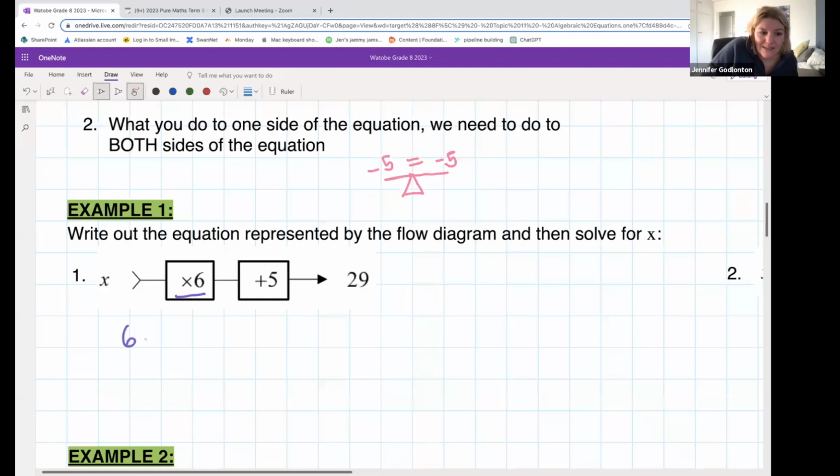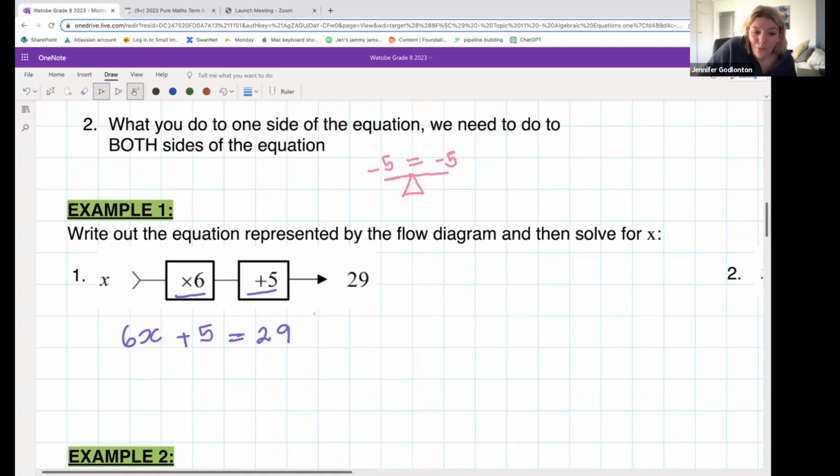So we're going to say 6x, because remember, when the number is right next to the variable, that means times. Okay, remember that's what that means. So we don't need to write the times sign. We can just say 6x. Then the next thing that's happening is we are adding 5, and that's all equal to 29.